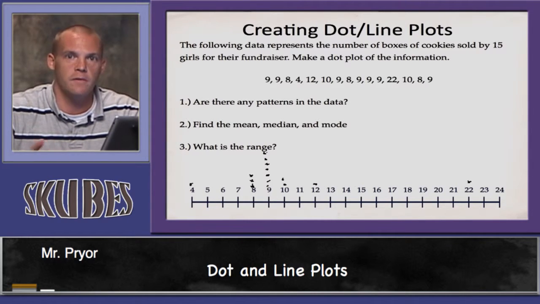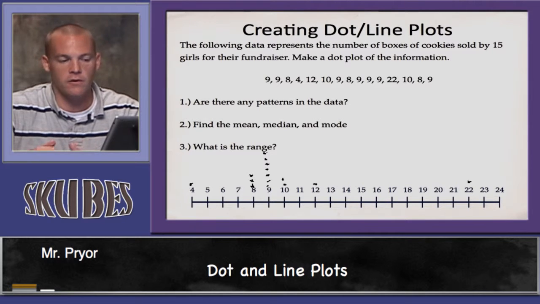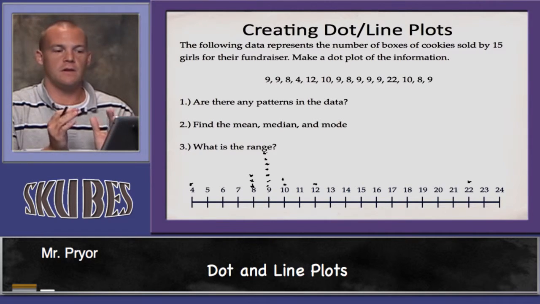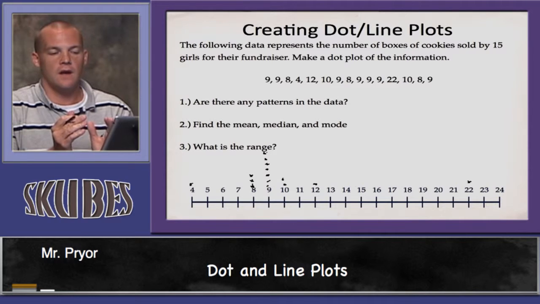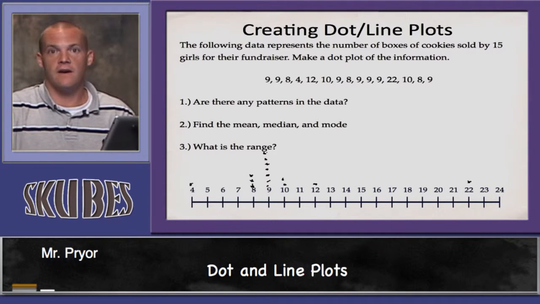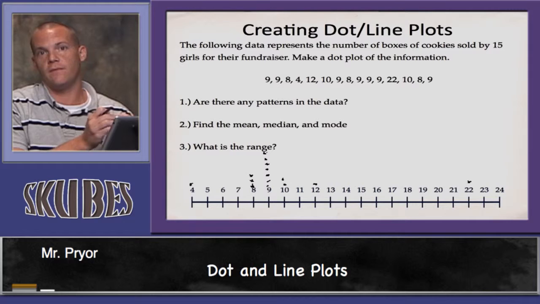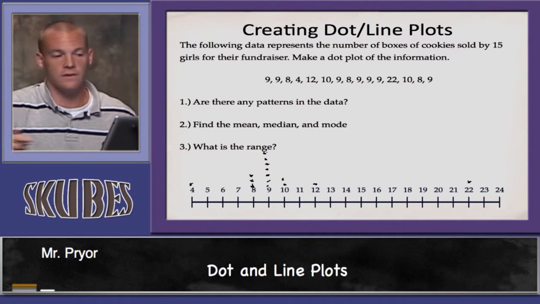Range is going to show your variability, okay? So even though most of our numbers seem to be clustered in the 8 to 12 range, because of 22, the outlier, and 4, the outlier, we actually have some variation here, or variability is what they'll call it.